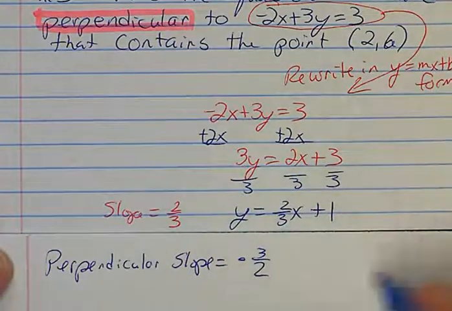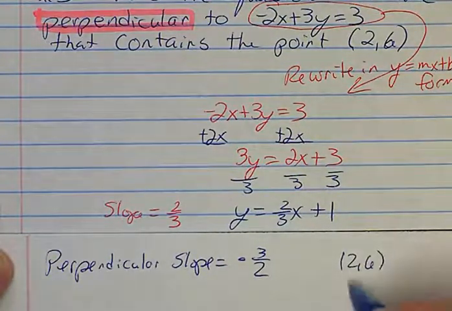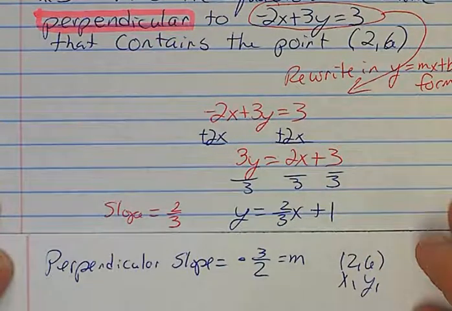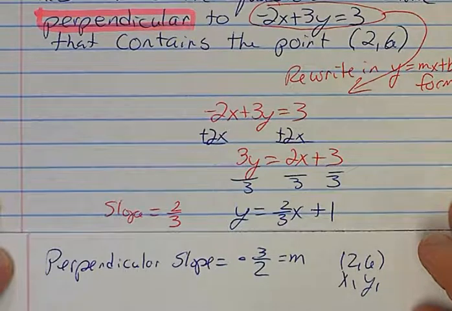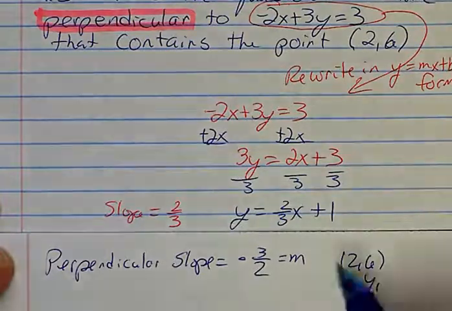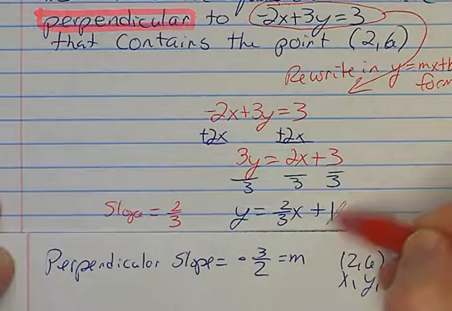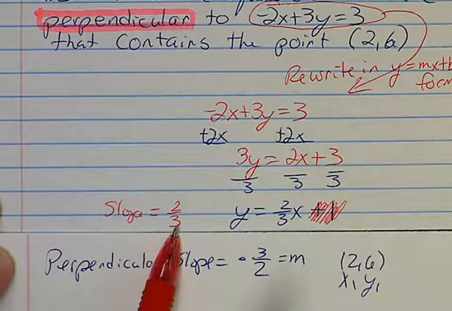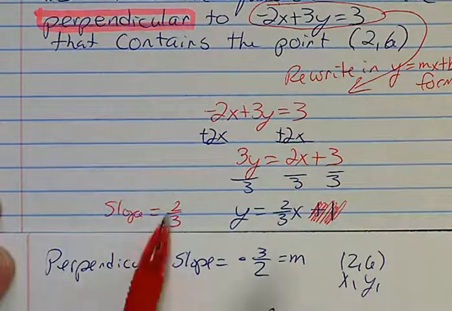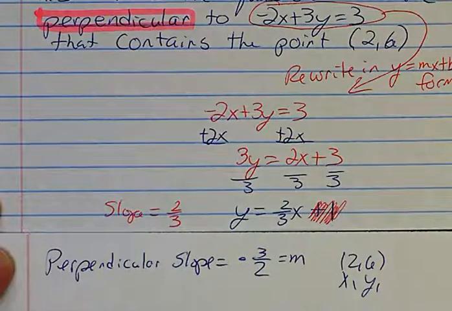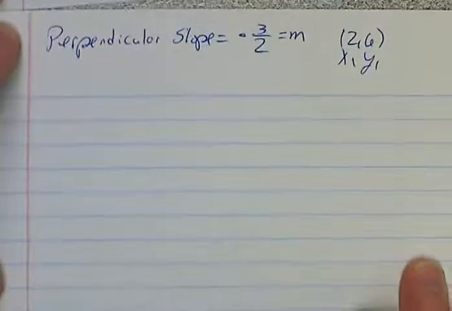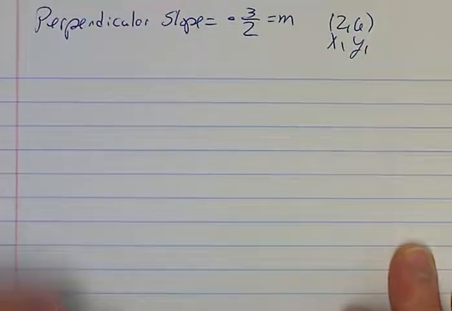Okay, and again, they also gave us the point 2,6, so there is our x1 and our y1. Again, we don't care about the one that's here. I mean, it's fine that it's there, but the only thing we really need from this equation is the slope. When our slope is 2/3, so if we're doing perpendicular to that, we're going to change it from positive to negative, and we're going to flip it upside down. Okay, and everything else we don't need. All we need now is those 2 pieces of information.